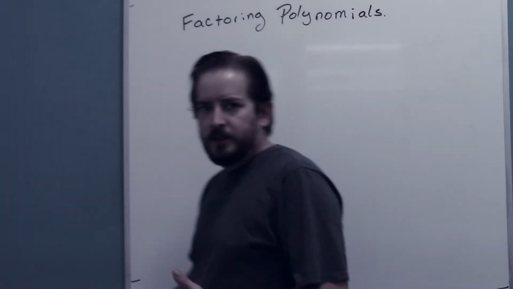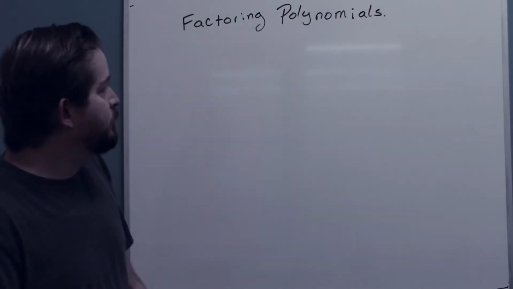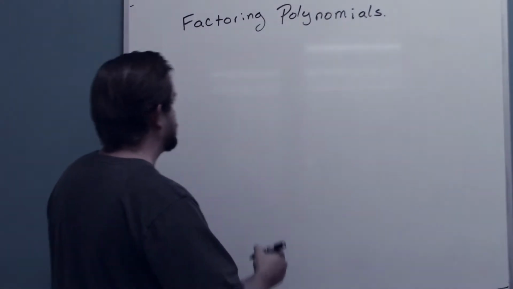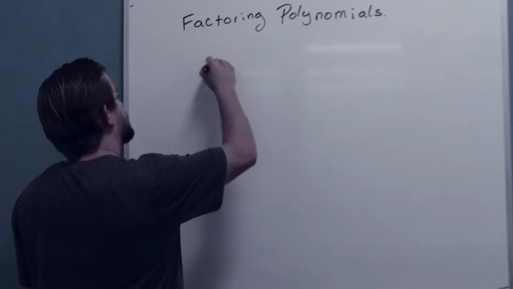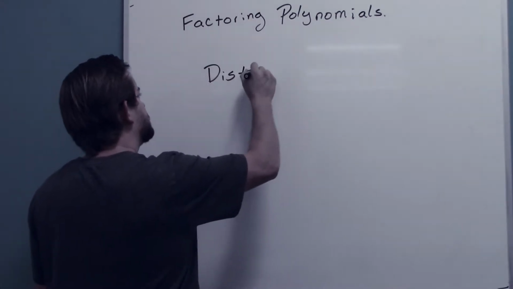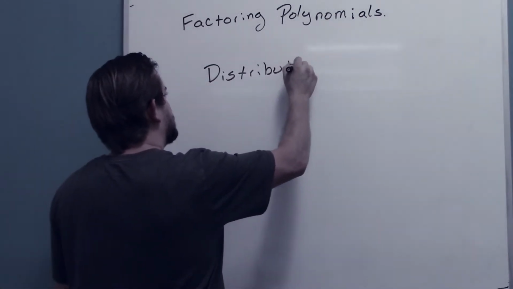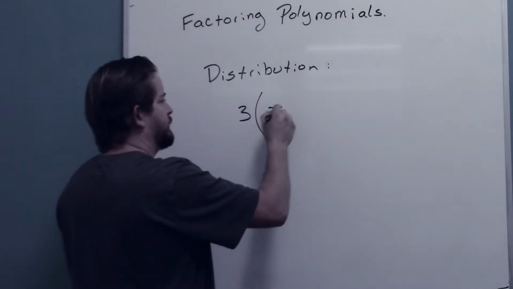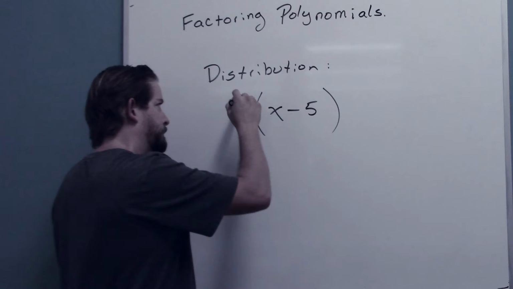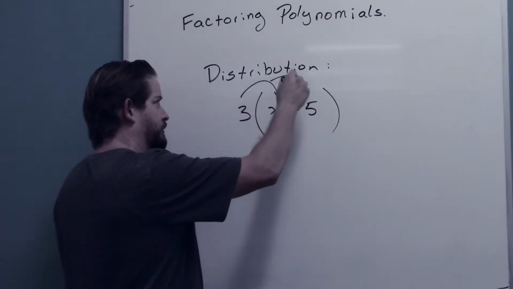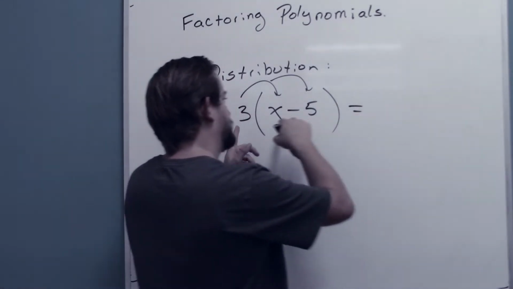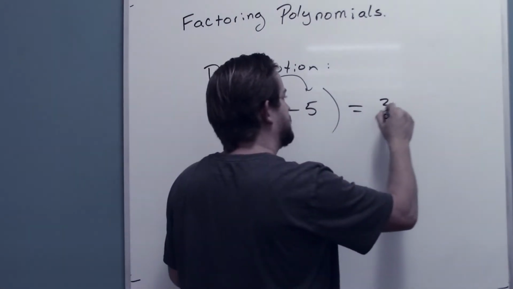Okay, welcome back. Today we're talking about factoring polynomials. If you remember distribution, right? We're going to start here just for a second. If I have, let's say, a 3 multiplied by x minus 5, I can distribute that 3 through. And then this is equal to 3x minus 15.